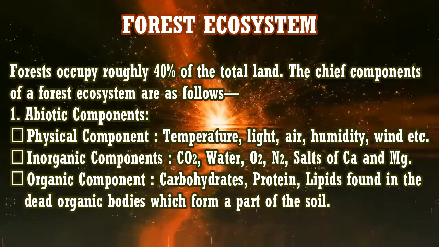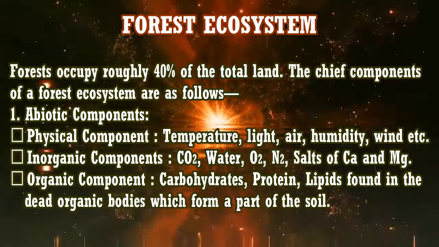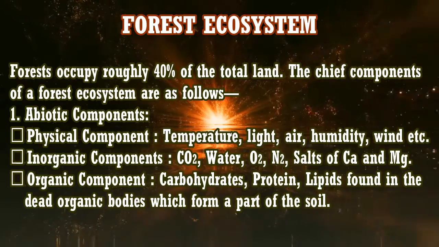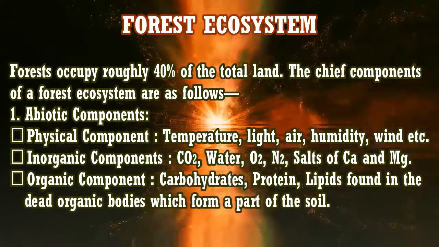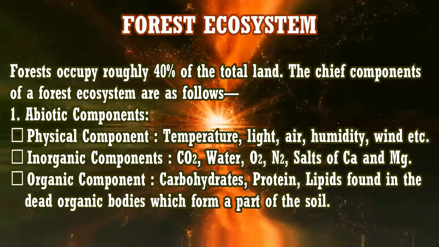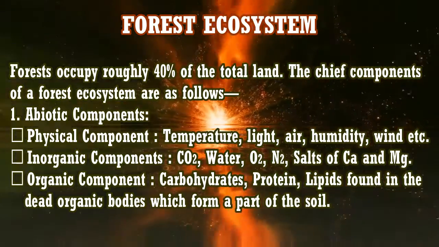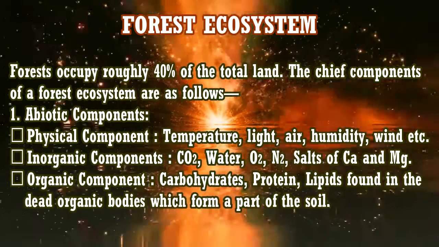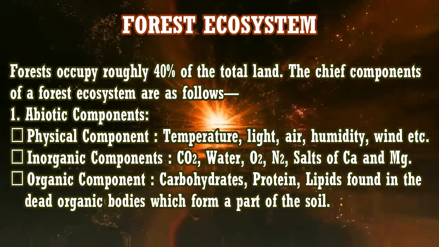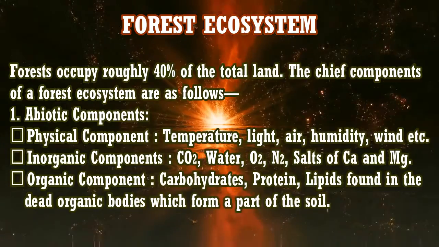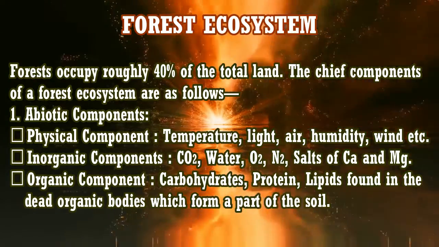Next we have the inorganic components. An inorganic component means CO2, water, O2, N2, and salts of calcium and magnesium. So I have already spoken to you about how metals and non-metals constitute the inorganic components, and that is also mentioned here, right? And next come the organic components. Organic components denote the different types of biomolecules present in the different species that live in the forest, right? So carbohydrate, protein, lipid are found in the bodies of these organisms, right?